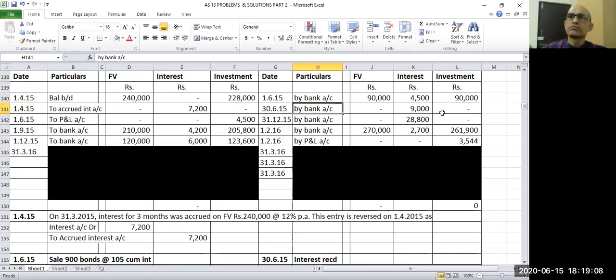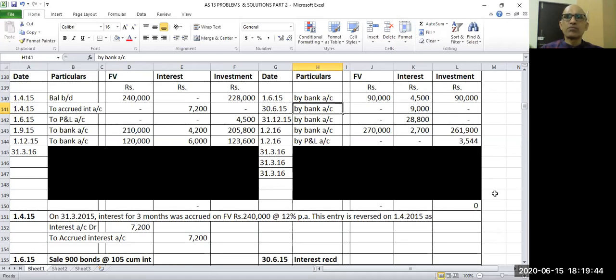The entry is bank account debit, to interest 2,700, to investment account 2,61,900. This is the first entry for sale. And the second entry is for transferring the profit or loss. And in this case, we have suffered a loss of 3,544. So we have passed the entry P&L account debit to investment account 3,544 rupees. So this is how the loss is getting transferred.